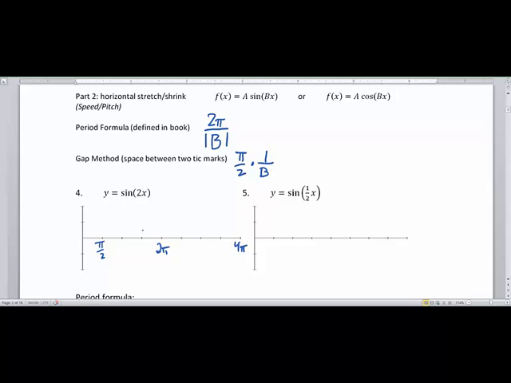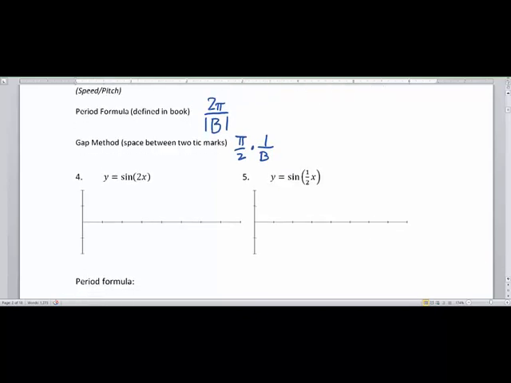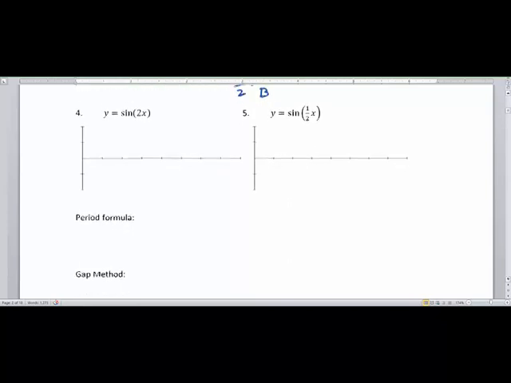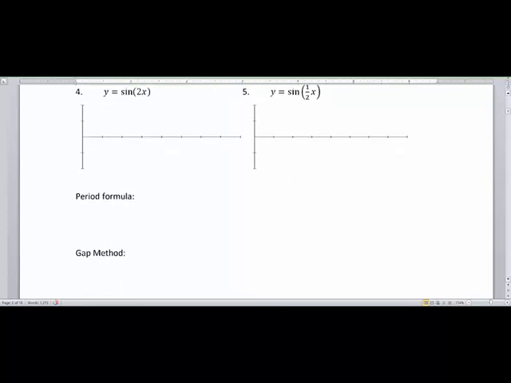I'm going to show you how to do each graph using the period formula defined by the book and also the gap method, and then you can choose which one you want to do for the rest of the chapter. The gap method isn't as common as the period formula, but I think it has its advantages. So let's take a look at the period formula and the gap formula for these sine functions.